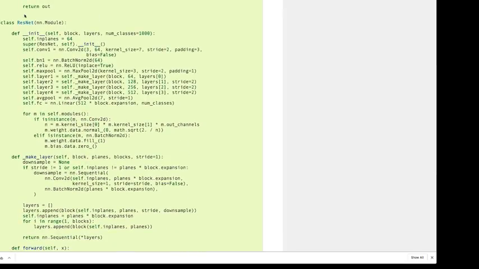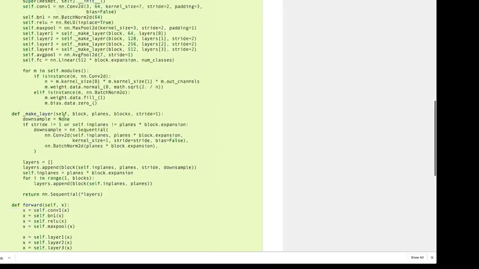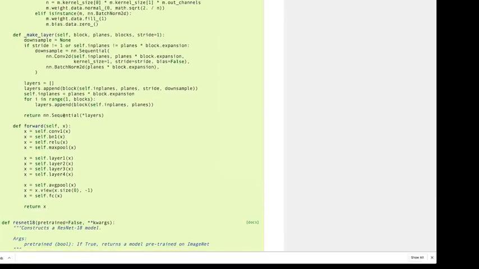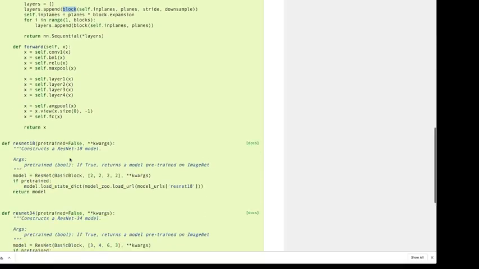Then in ResNet here, you see it's taking in layers as a hyperparameter, number of classes as well. Then it's going to go through each of those layers, which is multiple of these blocks. See layers that append this block type thing. So you can see we're doing the same idea here, just broke it down a little simpler. But yeah, that's from code to paper in a sense.